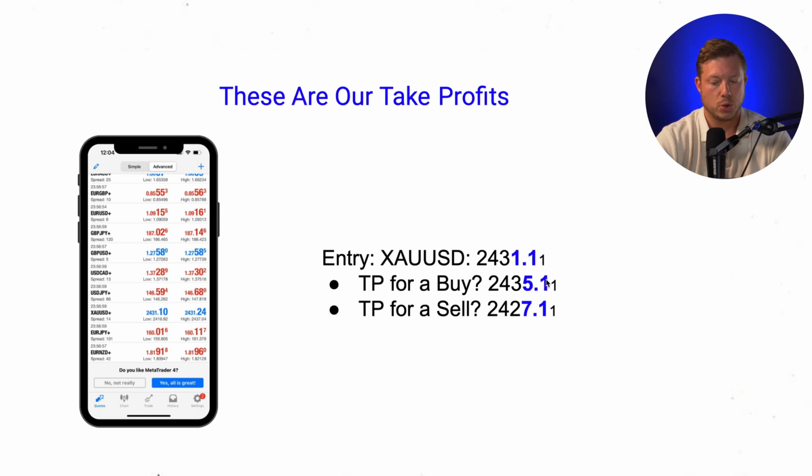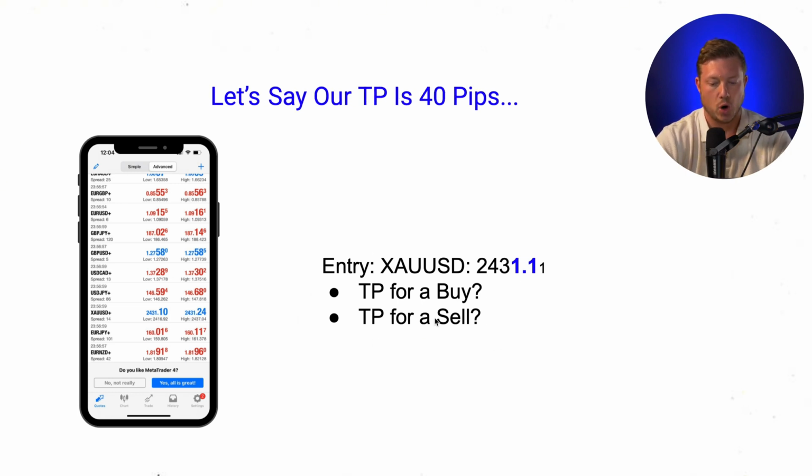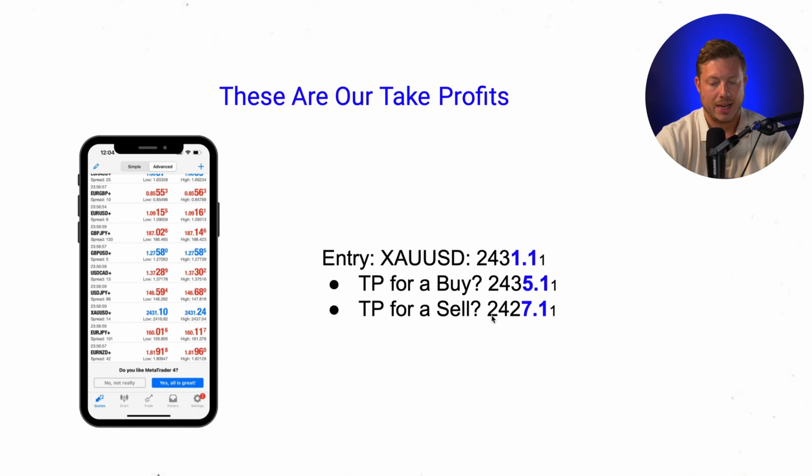Remember, this is 1, 2, 3, 4, 5, 6, 7, 8. And then as it changes over to 10, that would become 2, that would become 3, that would become 4. So in this scenario here, we've gone up 40 pips. Hope that makes sense. And then if we're going to do it from 2431.1 and we're going to subtract the 40 because we're going down, it'd go to 2427. So we're going 40 pips the other way.